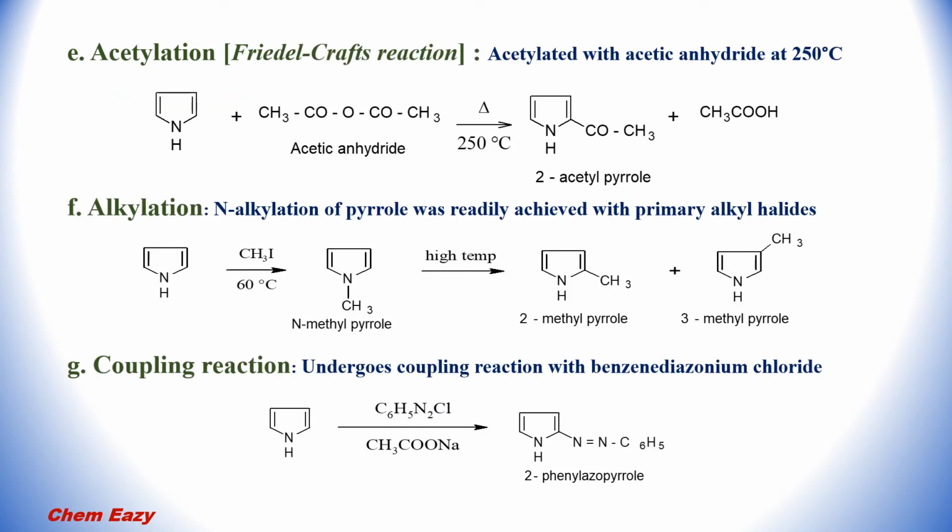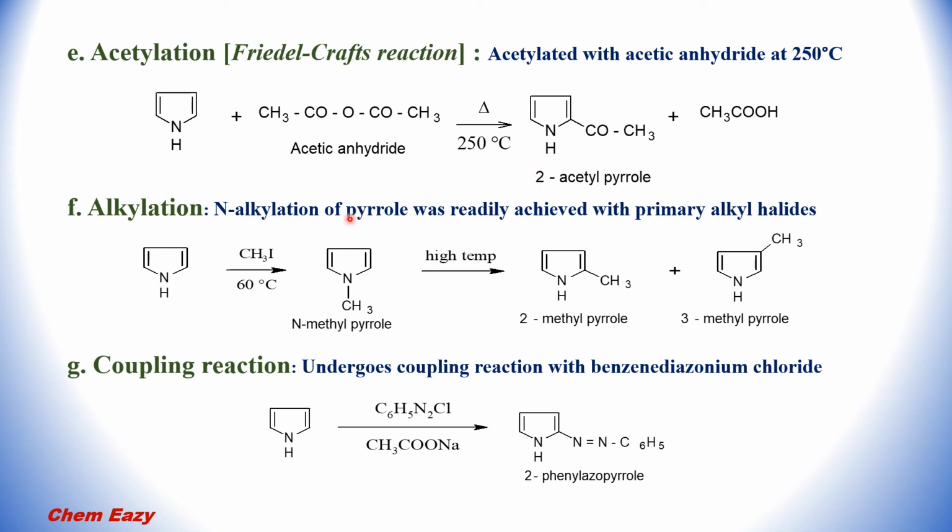Then the second position of pyrrole can be acetylated by the Friedel-Crafts reaction. Pyrrole with acetic anhydride at 250 degrees Celsius is acetylated at position 2 and gives 2-acetyl pyrrole.